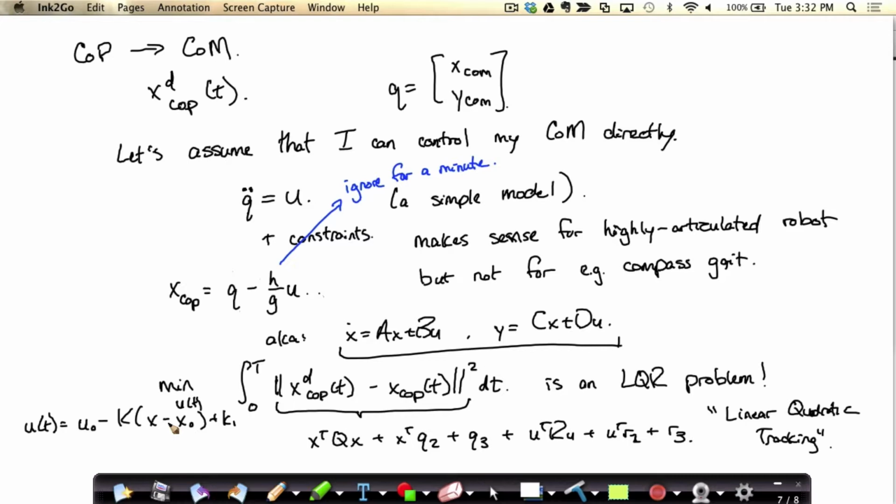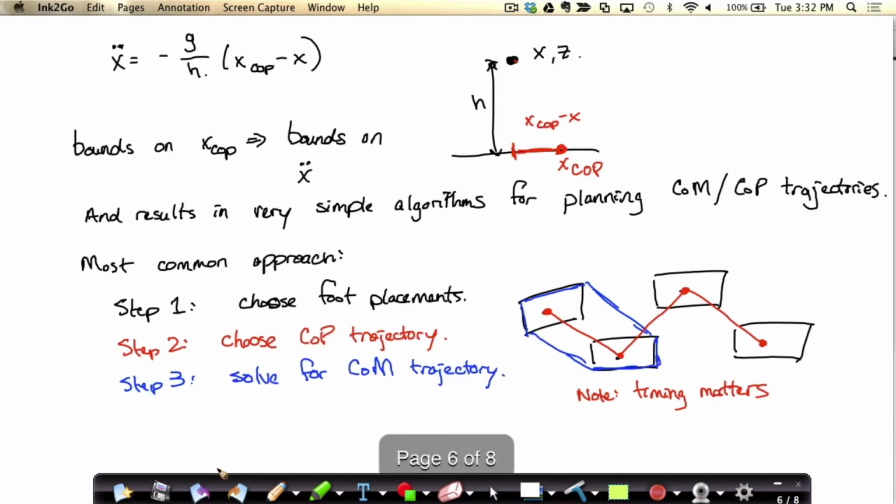And I threw away the constraints to make it an LQR problem. But if I stay safely inside, if I choose my plan like I did on the last step, then that's why this margin matters: I can stay away from my constraints. And what I'm going to get out is a nice center of mass trajectory that will match as closely as possible the desired ZMP trajectory, center of pressure trajectory, okay?